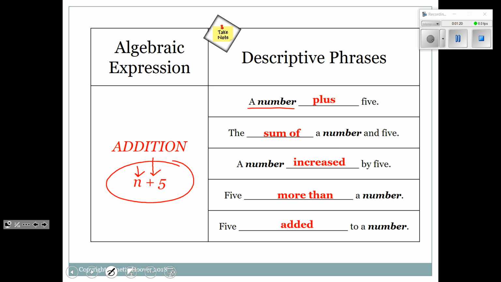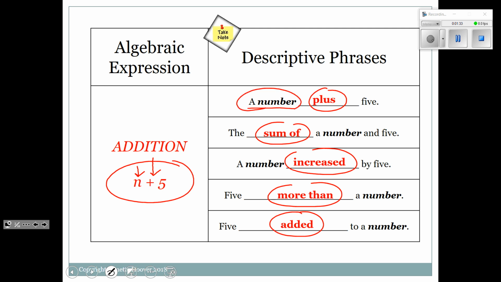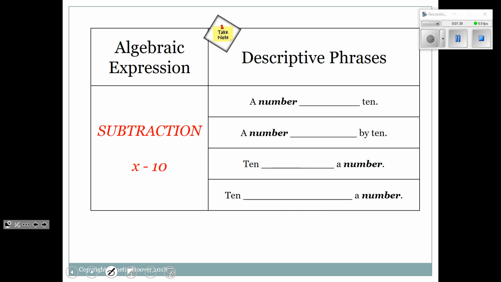So again, the words that we filled into the blanks here are just synonyms, different ways to let you know that we are going to be doing the operation of adding. And instead of having all the numbers, we have an unknown number, so we just say a number. Otherwise, it works the same as the numerical expressions.